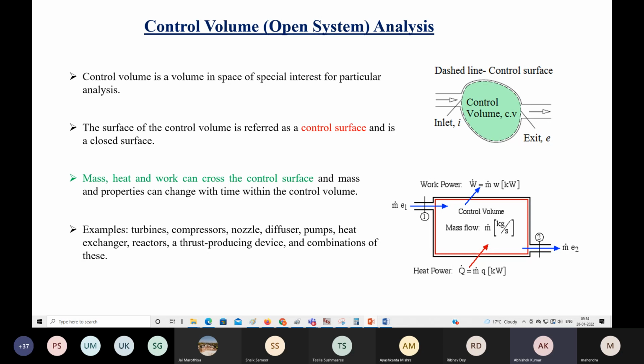In case of the open system, since the name itself is saying it is open, mass transfer would be there, means mass crossing the boundaries, and energy and work both will be crossing the boundaries. So these all are our regular practical problems, and for this we are developing our equations: the continuity equation, meaning the conservation of mass equation, and the energy equation.